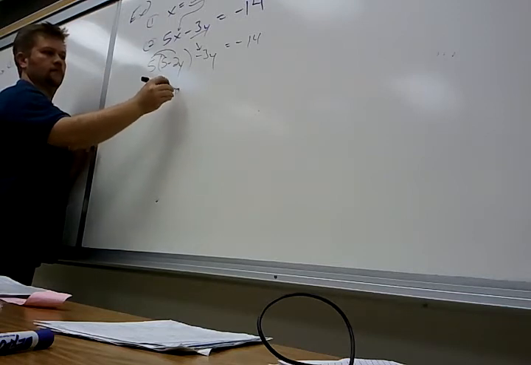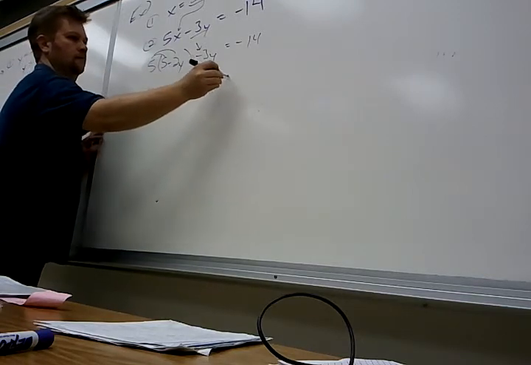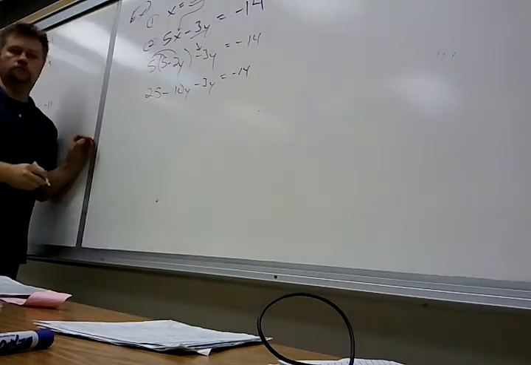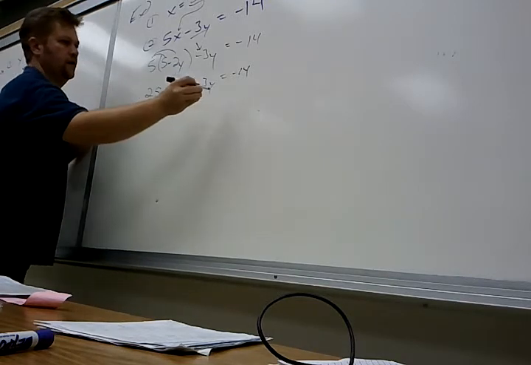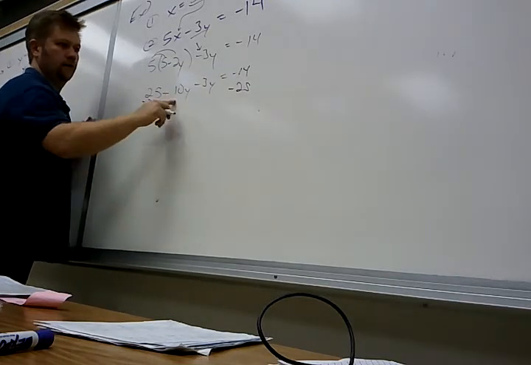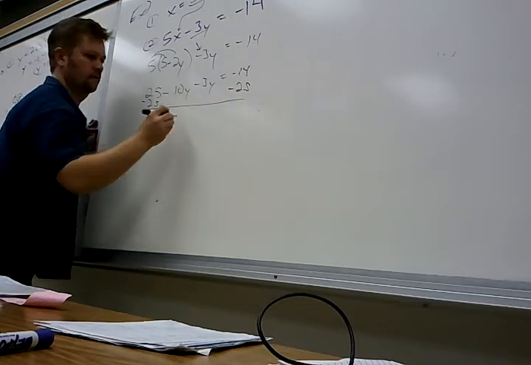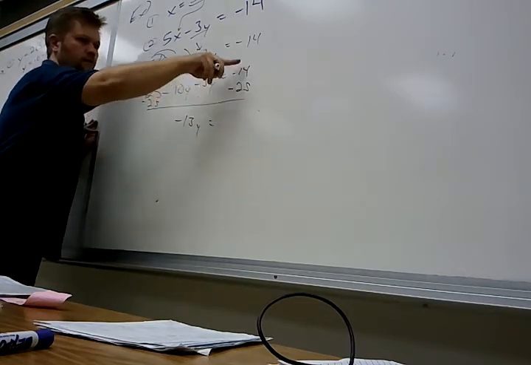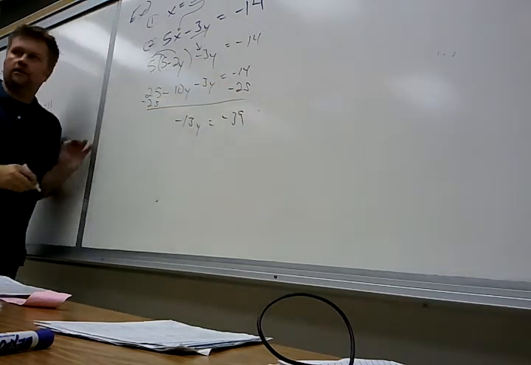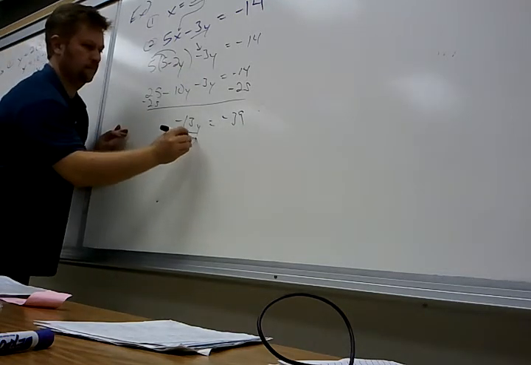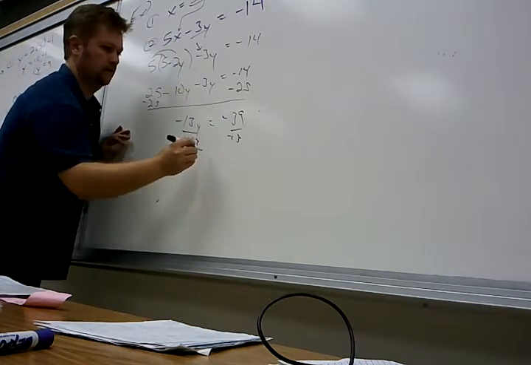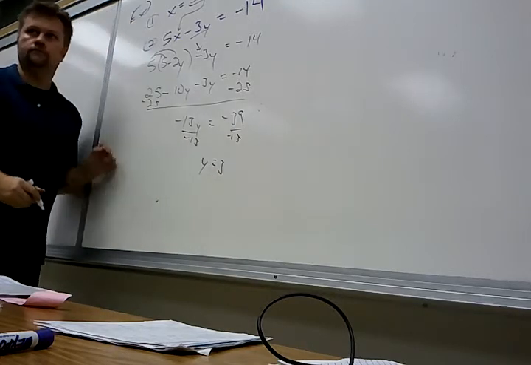25 minus 10y minus 3y equals negative 14. Put the like terms together. It's just straight up solving an equation, nothing new there. Negative 10 minus 3 is negative 13, so negative 13y equals negative 39. And 13 does go into 39 3 times. Negatives cancel, you get y equals 3.